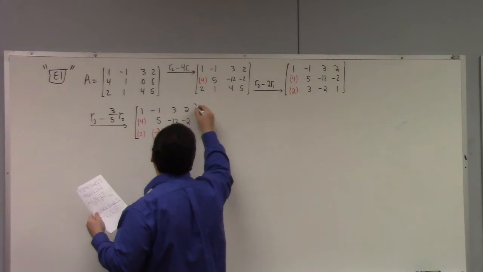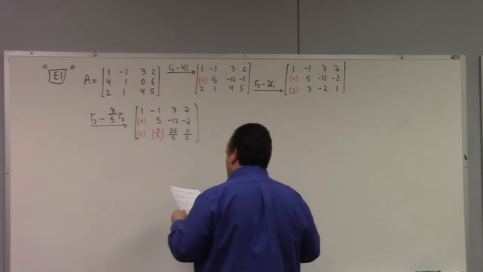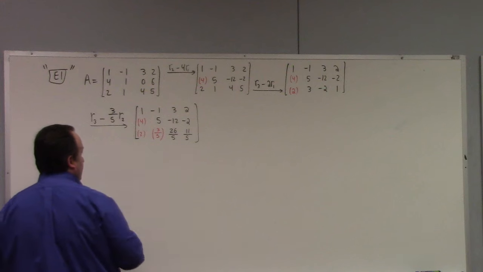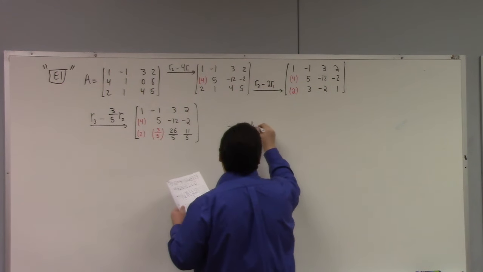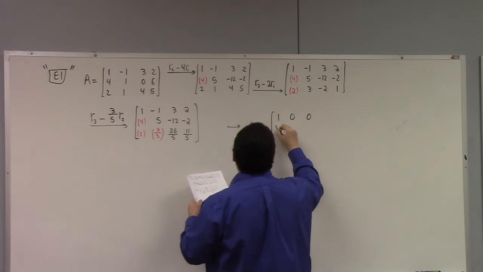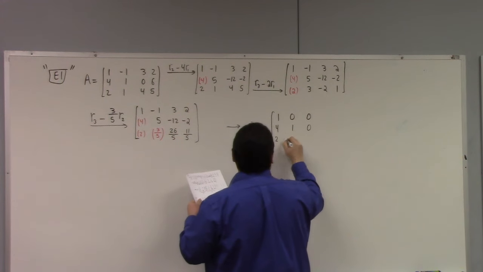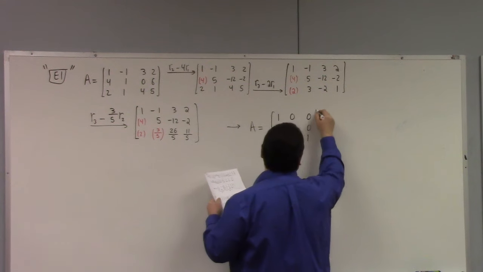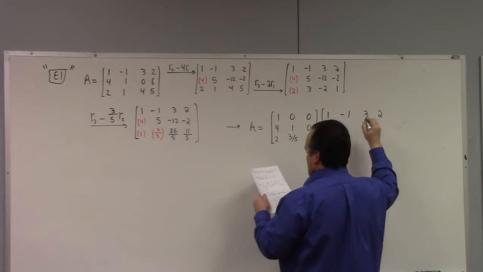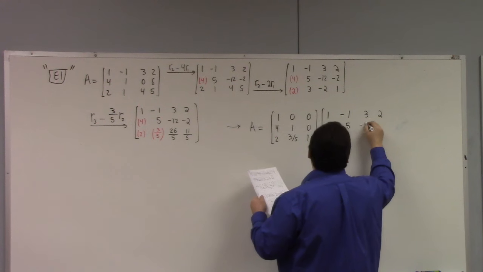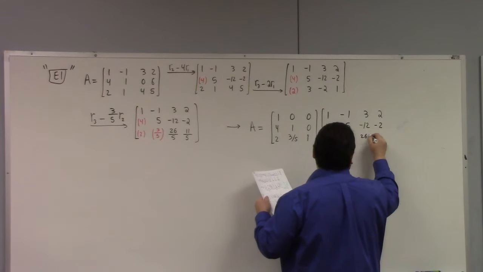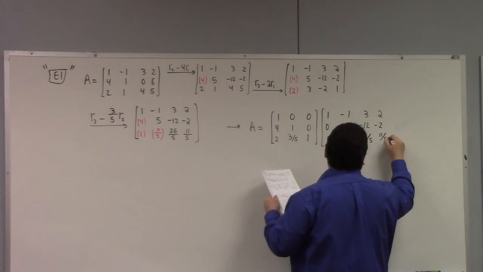So what's up next? From this, I can see that A is equal to the matrix with rows 1, 0, 0, 4, 1, 0, 2, 3/5, 1, and the matrix with rows 1, -1, 3, 2, 0, 5, -12, -2, 0, 0, 26/5, 11/5.